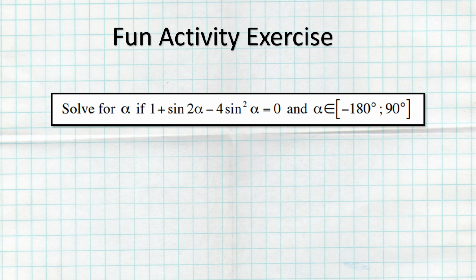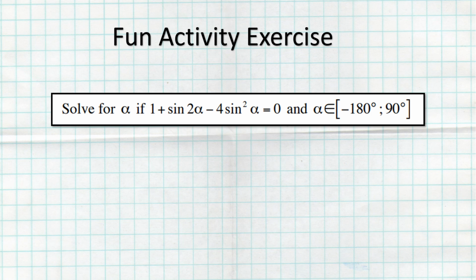Okay, here's your fun activity exercise, and let's see who can get this. It says solve for alpha if 1 plus sine 2 alpha minus 4 sine squared alpha is equal to 0, and alpha is an element of minus 180 degrees included to 90 degrees included, right? Let me give you a hint on this one. Obviously you're going to change sine 2 alpha into its expansion. After changing it, you're also going to change 1. You know that there's an identity for that.